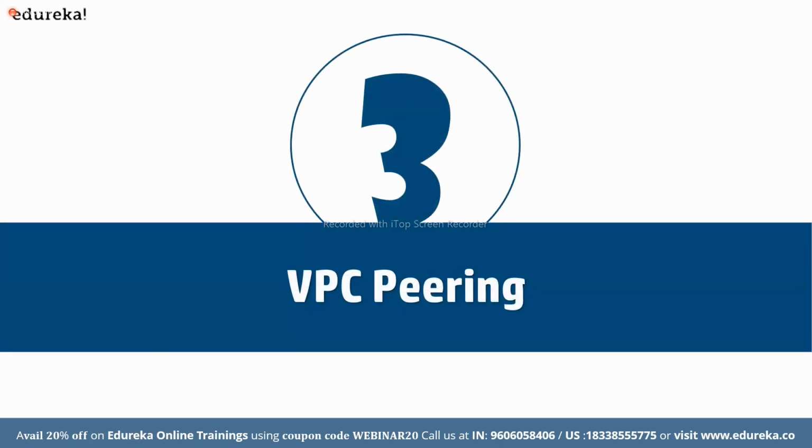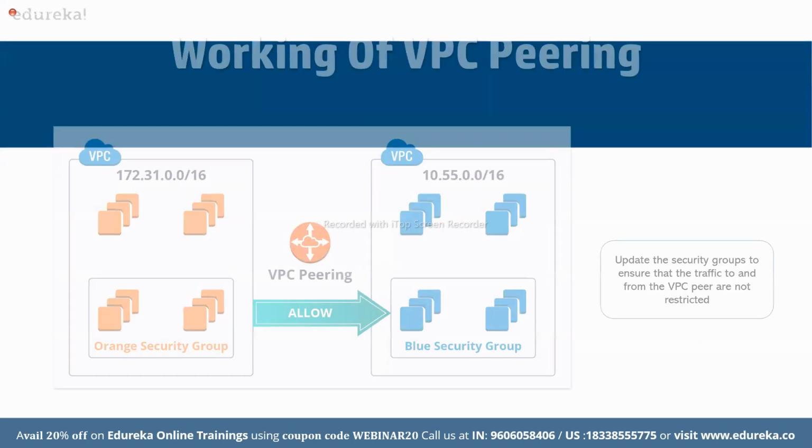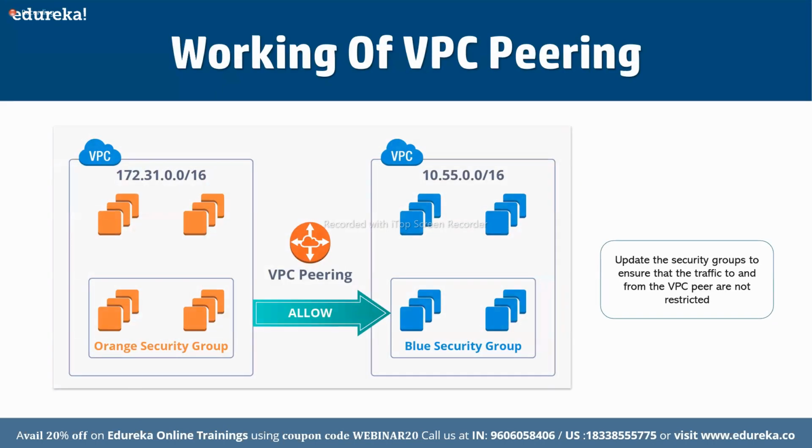Now, I told that there are chances that you have created something and you would like to share it with your colleagues, but the colleagues are in a different team. They're using a different network, different IP range. So in that case, I will need something called VPC peering.